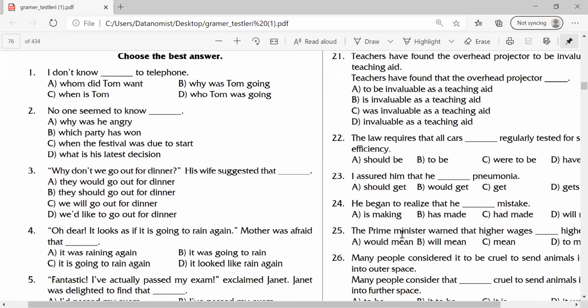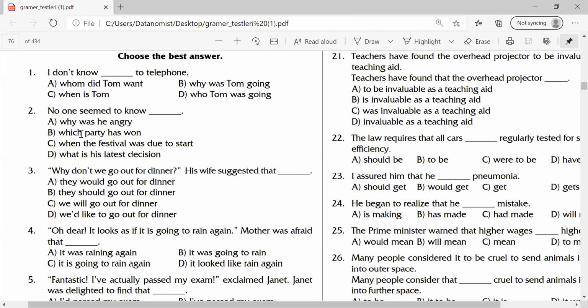I don't know dash to telephone. So conjunction, subject, verb. Whom did Tom want? When is Tom? Why was Tom? Who Tom was going to? So this is the only thing I have with S and V combination. So I would go for D. No one seemed to know what. The moment I see what, conjunction S and V.